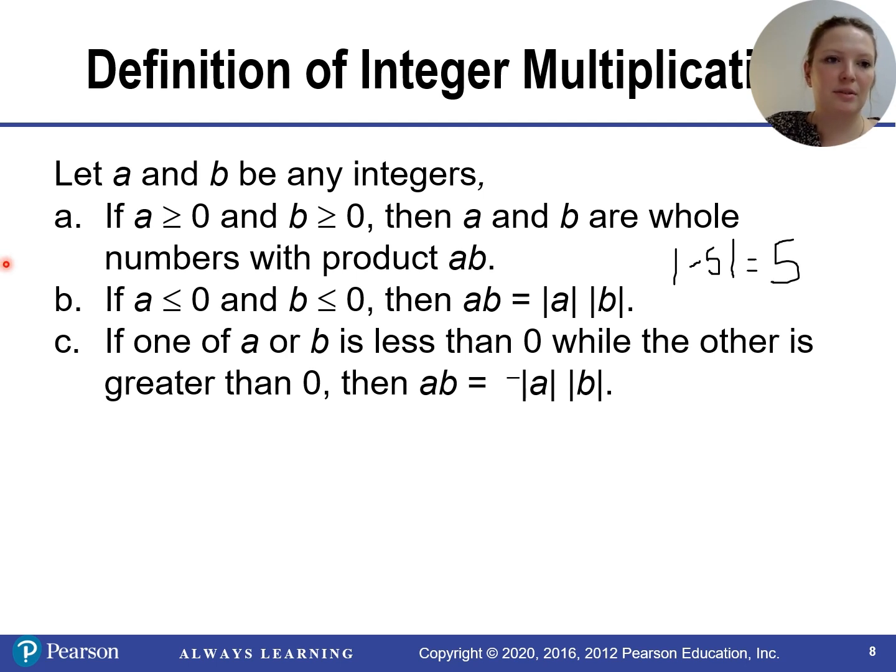And then the last piece of our definition is that if one of A or B is less than 0 and the other is greater than 0, then A times B is the negative of the product of the two absolute values.